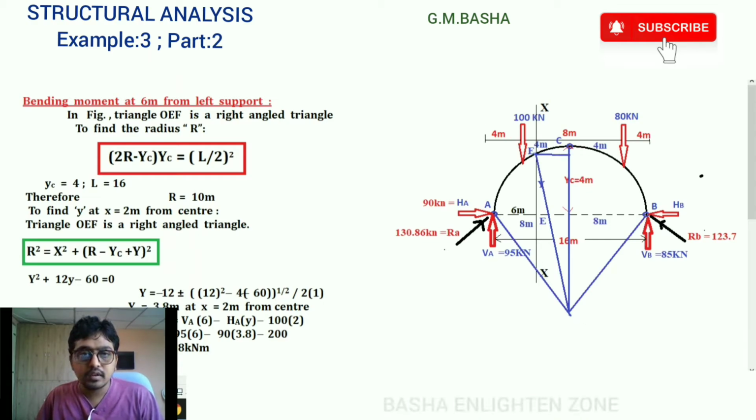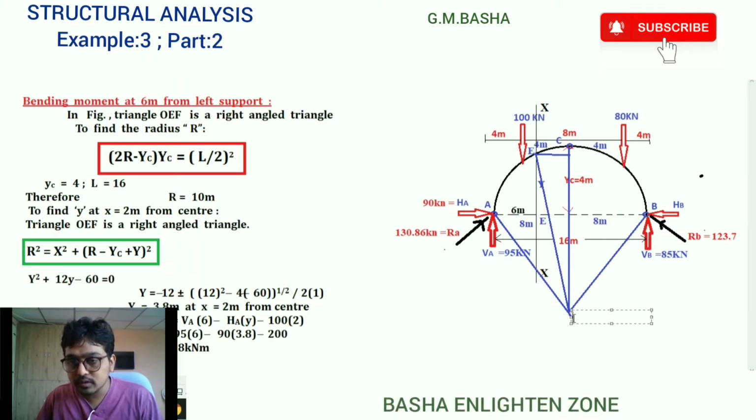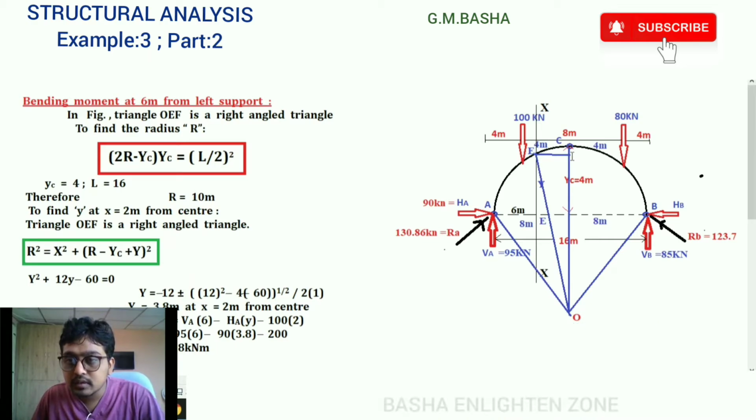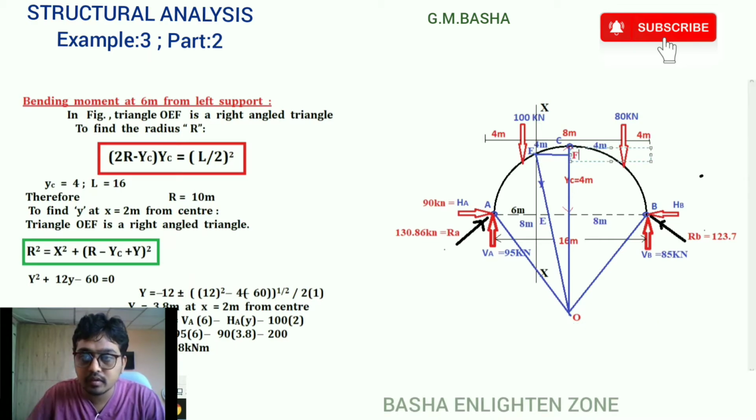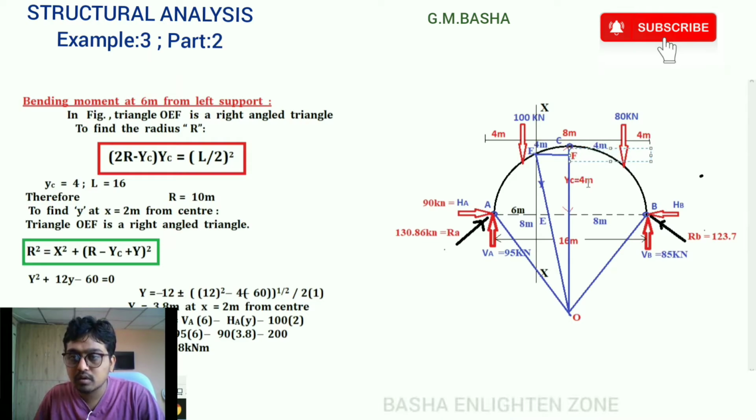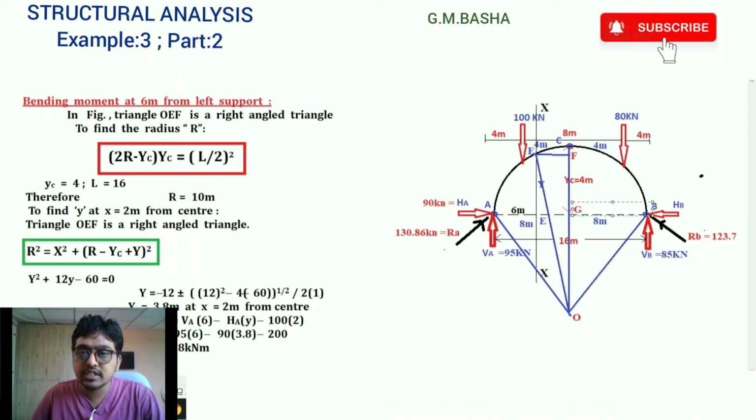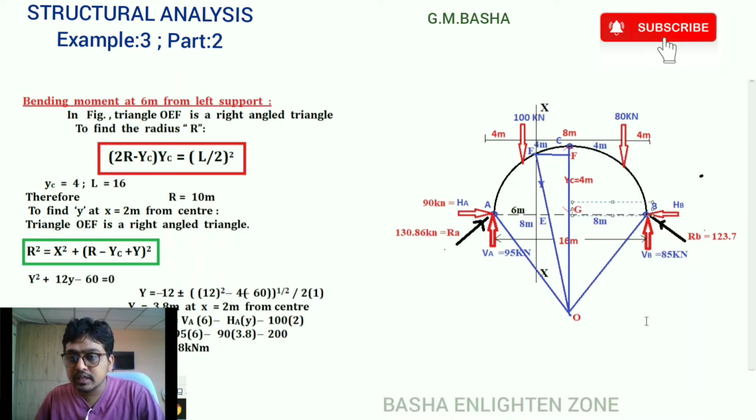See here, this point is O, and this point is E, and this point is F. And the center point is indicated with notation G. Again, see here, what they are asking in triangle OEF.